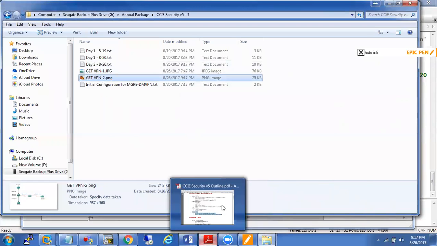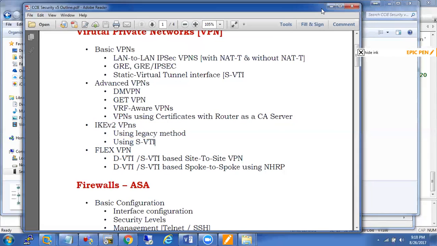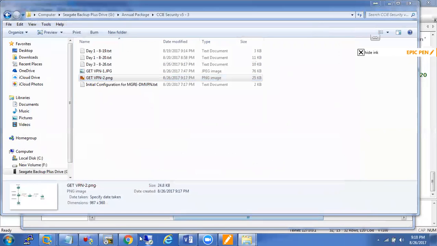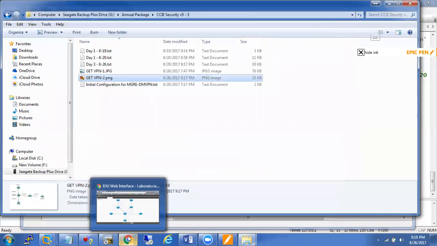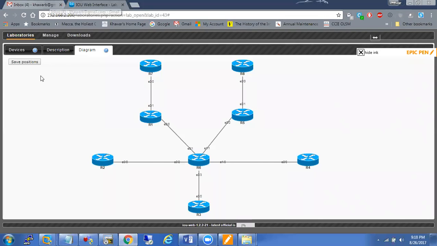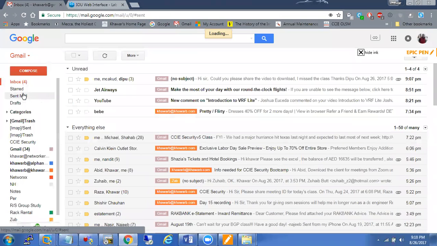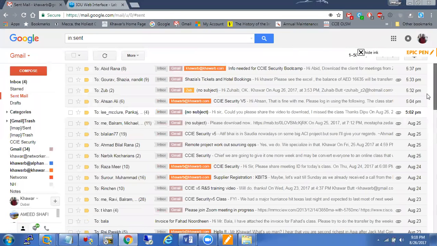So tomorrow, we're going to be taking a look at VPN using certificates for the CS server as well as IKEv2 VPNs. That's the plan for tomorrow. Questions, guys? Now, before you guys go, I need you guys to tell me about your email addresses. I had your email addresses somewhere that I sent this the last time around. When was the last class? It was on the 20th, right?